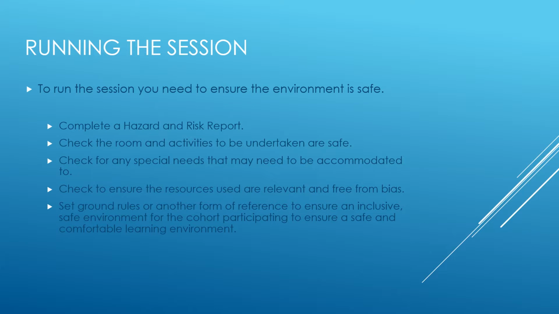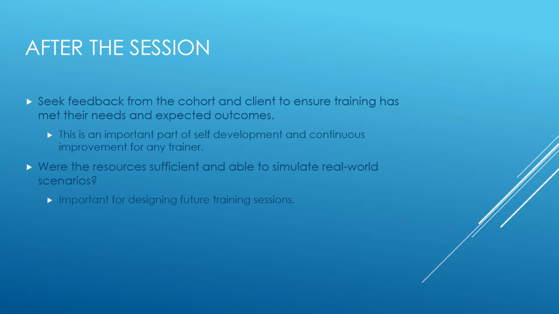Check for any special needs that may need to be accommodated. For example, if you do have someone with a disability, there may need to be disabled access in the form of a ramp instead of stairs to make sure that all the learners have their needs met. Check to ensure that the resources that are used are relevant and free from bias. And set ground rules or another form of reference to ensure an inclusive and safe environment for the cohort participating, to ensure a safe and comfortable learning environment.